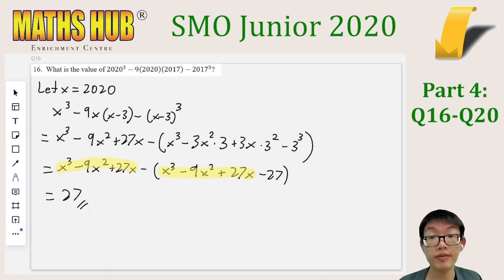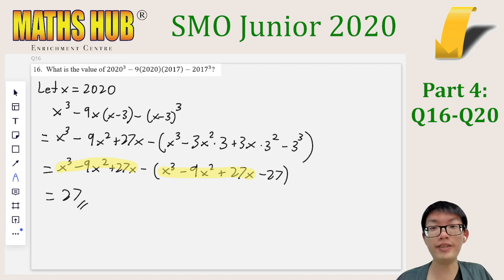Now there are a couple of other ways we could have done the manipulation. For example, we could have used the difference of cube factorization for x cubed minus x minus 3 cubed. Or we could also have substituted x equals 2017, for instance. Regardless, what we expect is that it is going to simplify a lot, and in this case it simplified to the extent where it was independent of x. Which means that 10 years from now, if someone were to substitute x equals 2030 back into here, we could get another question with the same answer again.